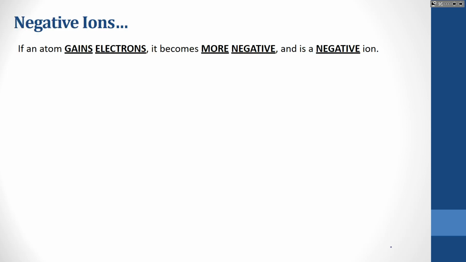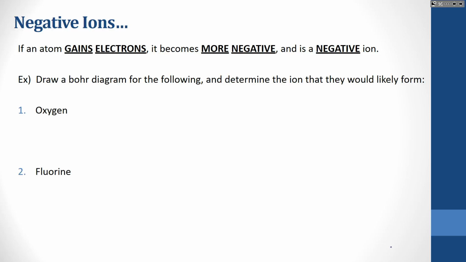Now, a negative ion, this is where we have to think about what we're gaining and losing. If an atom gains electrons, it becomes more negative, so it becomes a negative ion. It's kind of weird to think that you're gaining something to become negative, but we're gaining negatives. So we have to think of it like that. Here's a couple of examples.